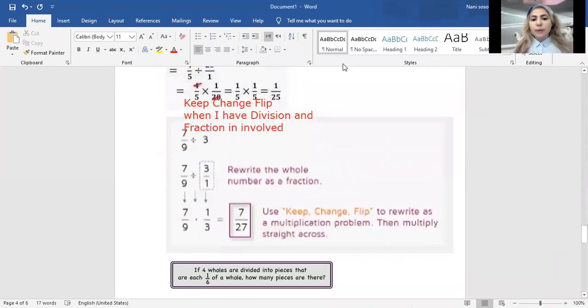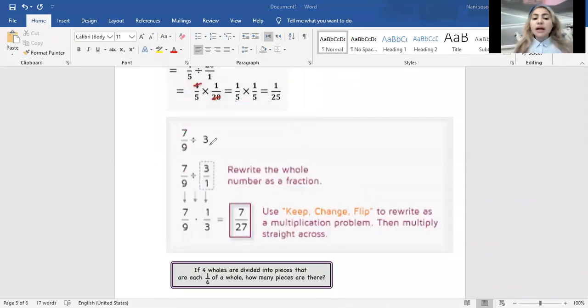This is also about the keep, change, flip. 7 out of 9 divided by 3. So do I have fraction? Yes. Do I have division? Yes. So I will use keep, change, flip. I will keep 7 out of 9, change division to multiplication, and flip the 3 out of 1 to 1 out of 3.